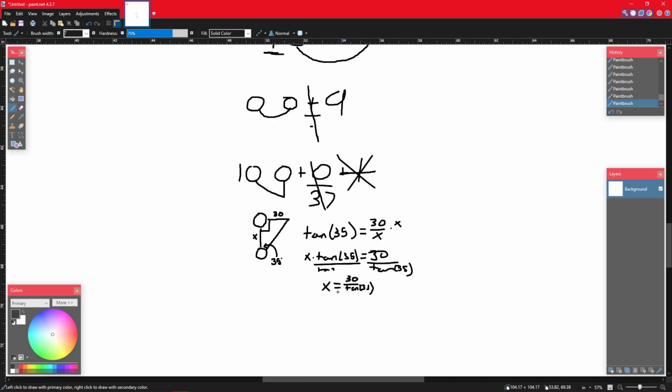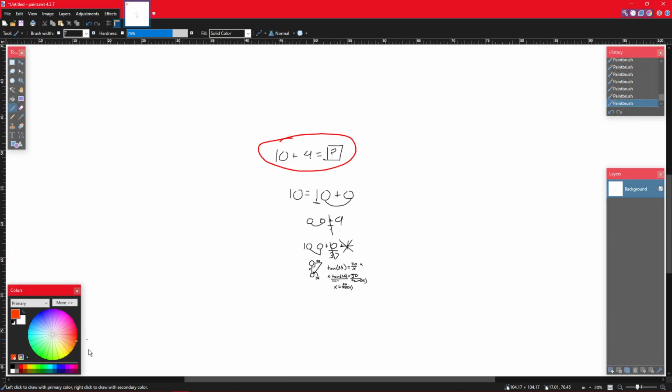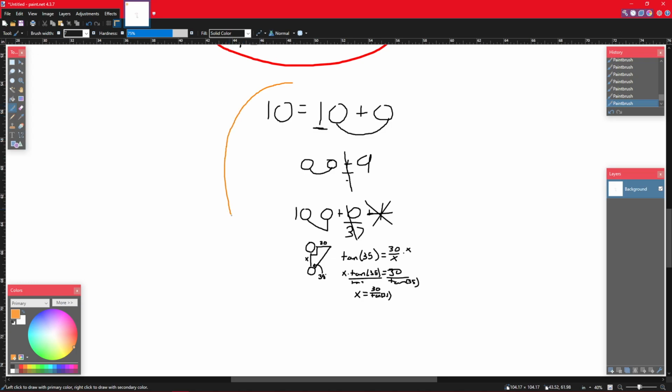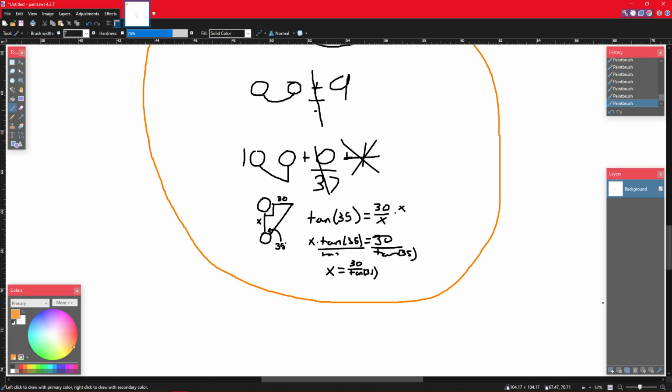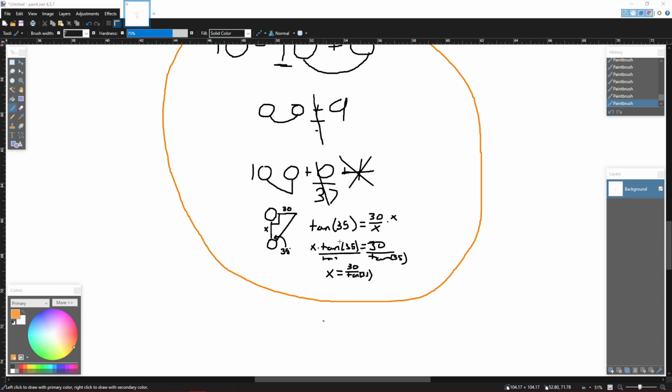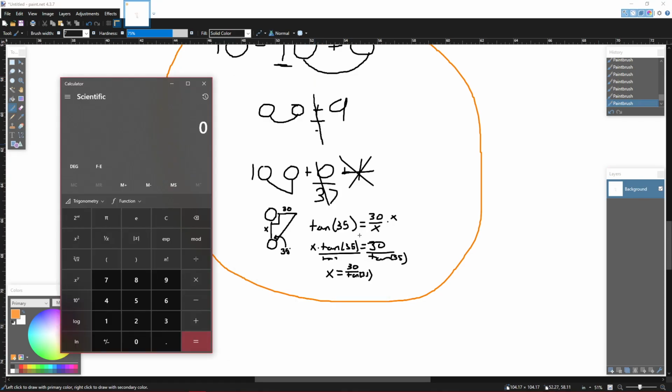Okay, so let's zoom out a bit, right? And let me outline this in orange. This is our second stage of the equation. We first started off with our question, abstracted it into x equals 30 over tan 35. Now what we want to do is find the answer to this equation. So if we bring up our scientific calculator, which is over here, and plug in 30 divided by tan of 35 and set this equal, we get 42.8, right?